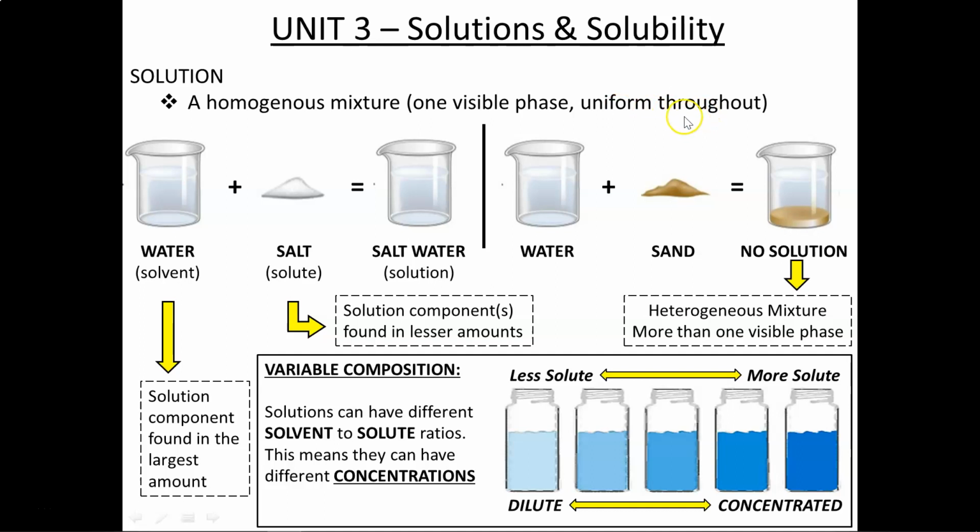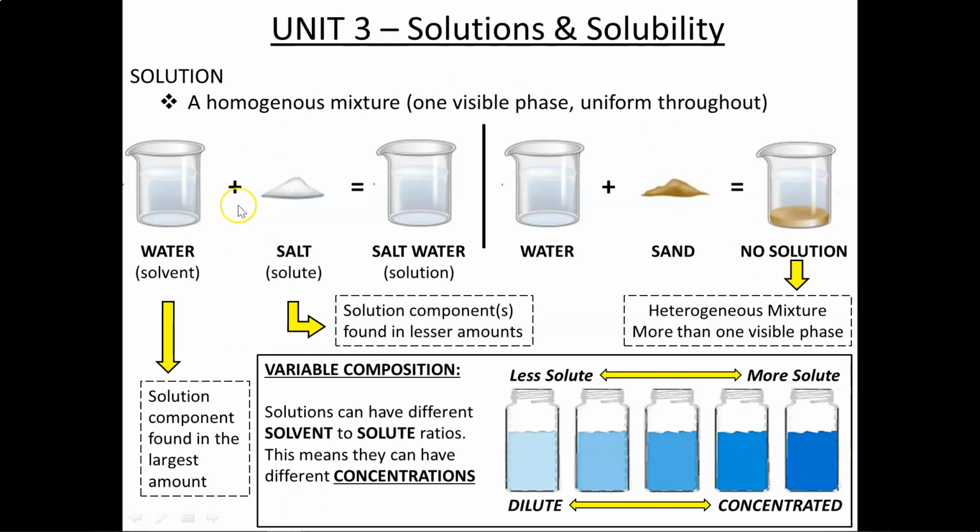It is uniform throughout. So when I look at salt water, for instance, I only see one phase. I cannot tell the difference between the water or the salt dissolved inside of it. With water and sand, however, I see two phases. I see the sand, I see the water. When you can definitely tell that it's a mixture, we call it a heterogeneous mixture. So homogeneous mixture, one visible phase, you can't tell the difference. Heterogeneous mixture, more than one visible phase, you can definitely tell the difference.